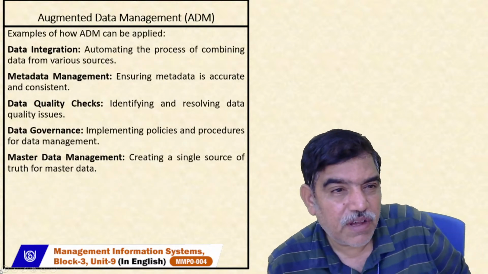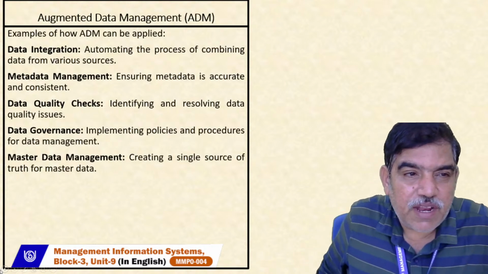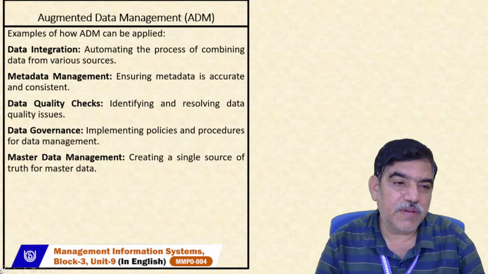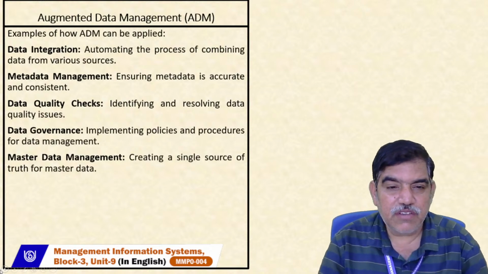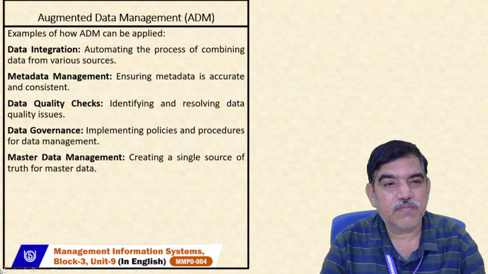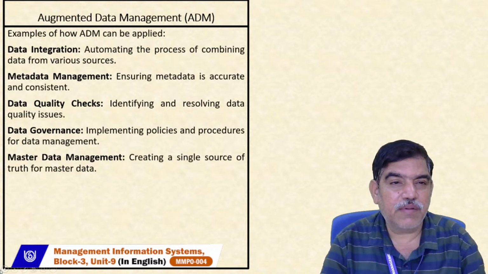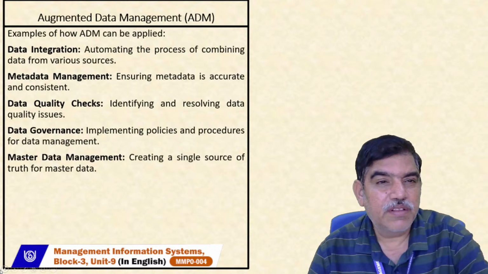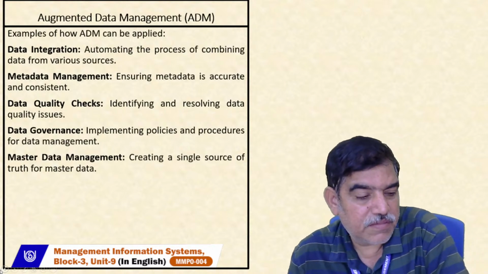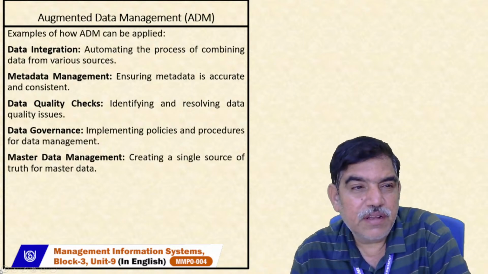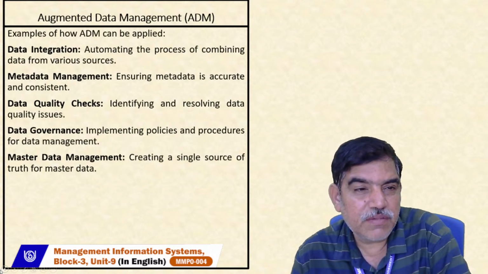Then examples of how ADM can be applied. Data integration, metadata management, data quality check, data governance, master data management. So these are the steps we can follow for the augmented data management, ADM. The first one is data integration, automating the process of combining data from various sources.